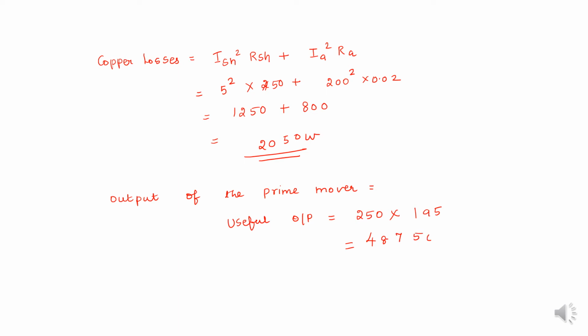48750, so that is the useful output. Then next we have to find out the electrical output. So what is the electrical output? This output, 48750, is added with the copper losses, the electrical losses. So plus 2050, that is 50,800 watt. That is the electrical output.